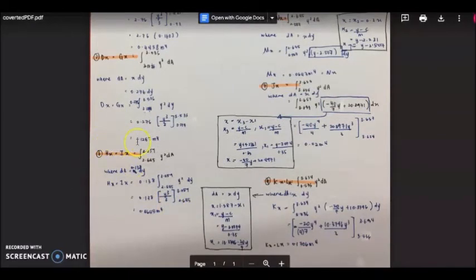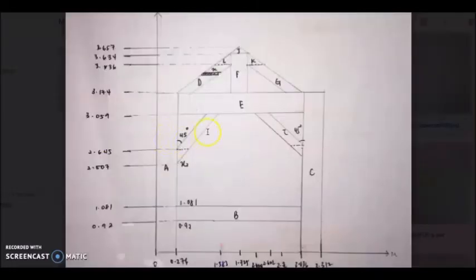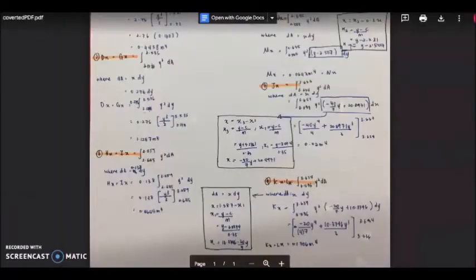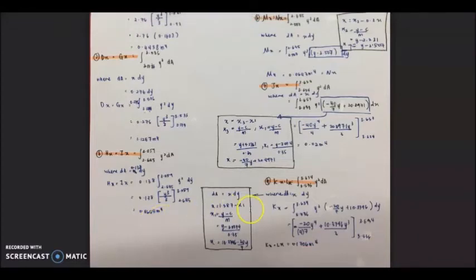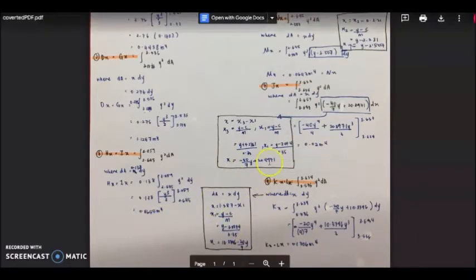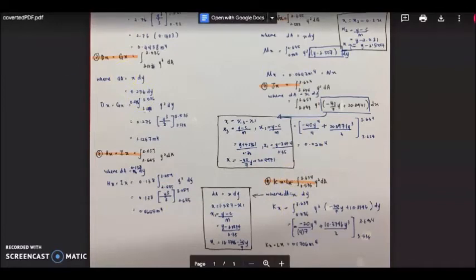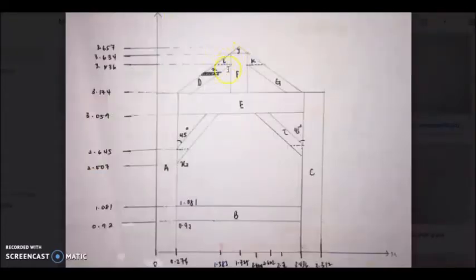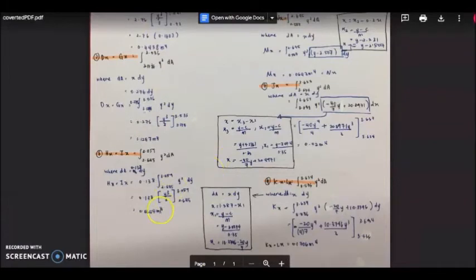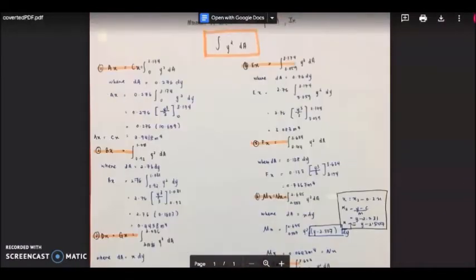Next will be H and I. The moment of inertia at H and I will be 0.4655 m to the power of 4. Last but not least, the moment at K and L. Kx and Lx will have the moment of inertia of 0.1706 respectively.